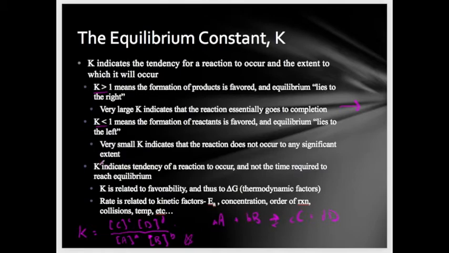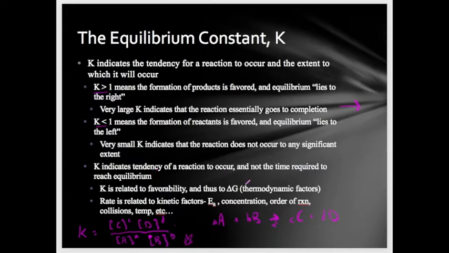So this K value can help us understand whether the forward or the reverse process is favored. A big K value means products are favored. A really big K value means products are super favored and the reaction pretty much goes to completion. And a K value that's less than 1, a small K value, means the reactants are favored. The reverse reaction is favored. The equilibrium system lies to the left. And if your K value is really small, that means that really the forward process has not happened at all. So K can tell us about the tendency of a reaction to occur.